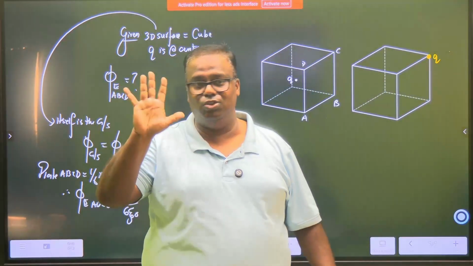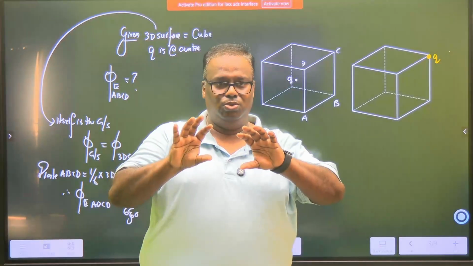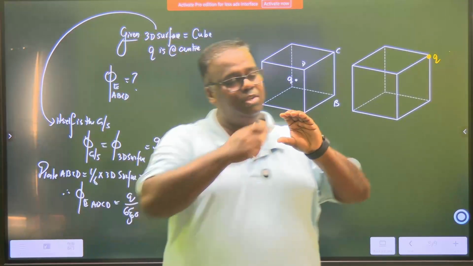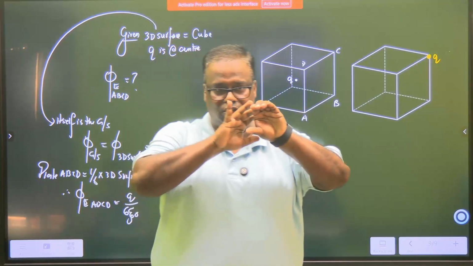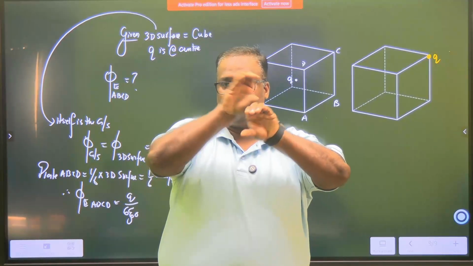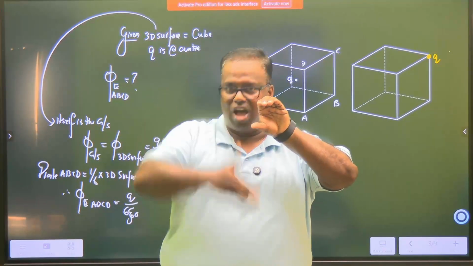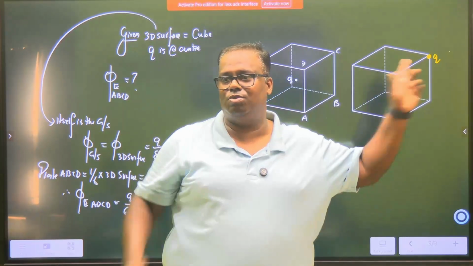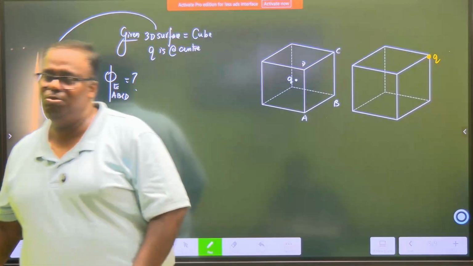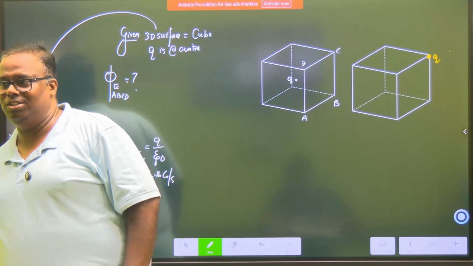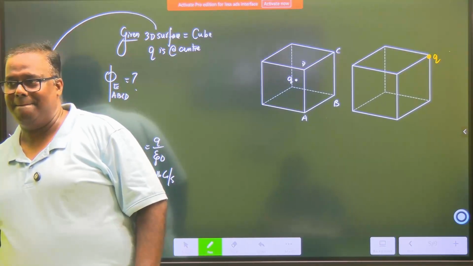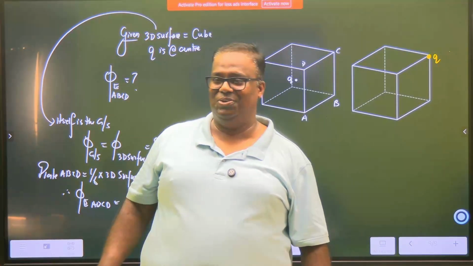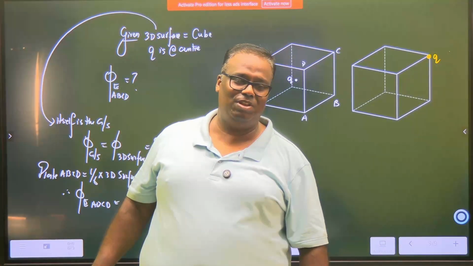I think 8 cubes. 1, 2, 3, 4. See, this is the cube on which it is at the edge. 1 cube, 2 cube, 3 cube, 4 cube. Now you have made half of a cuboid. Bring 4 more cubes on that side. This will go at the center. I think its answer will be Q by 8 epsilon naught. 1/8 of the whole cube. 8 such cubes will make 1 cube.